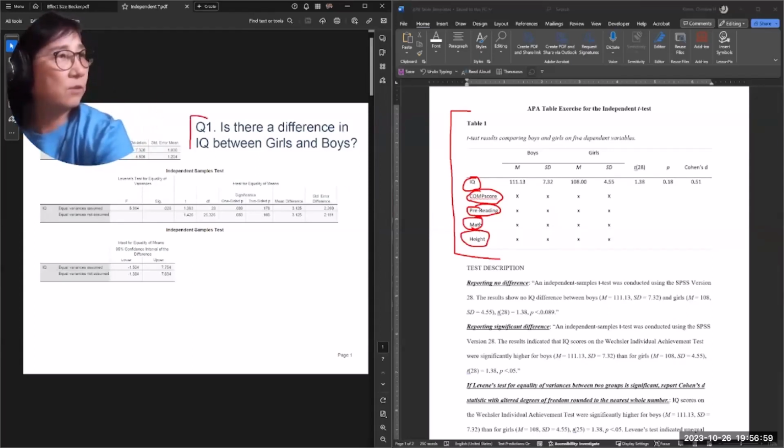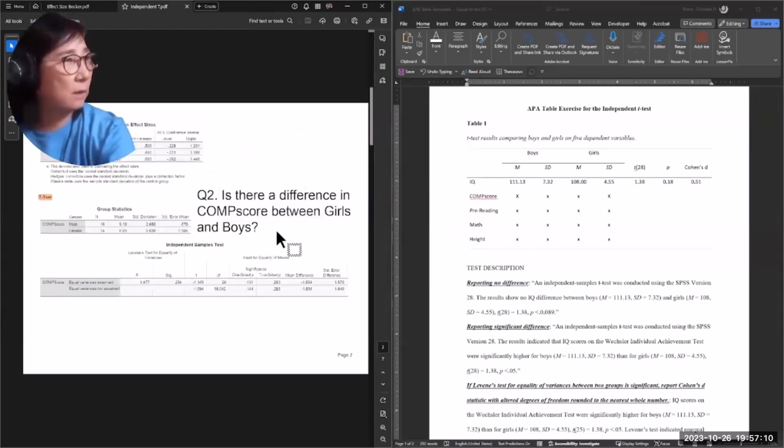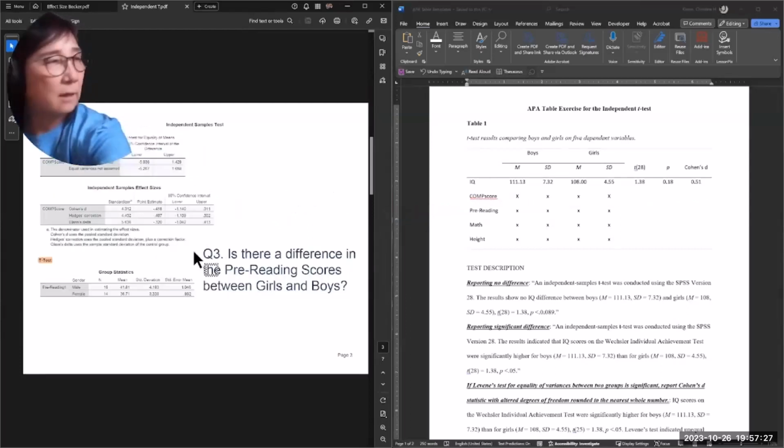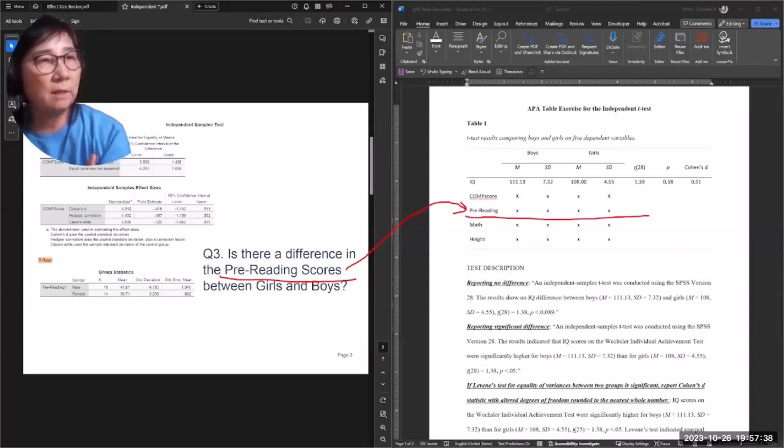Here is question number 1, difference in IQ. Okay, this is the first one right there. And on a different page is question number 2, difference in the score. You will read and enter the information that you need in this line. Number 3, you will see there is a pre-reading score between boys and girls. You will read this output and then put that in this line.